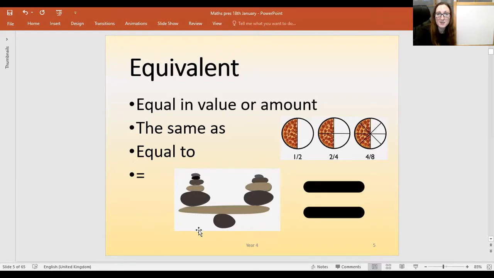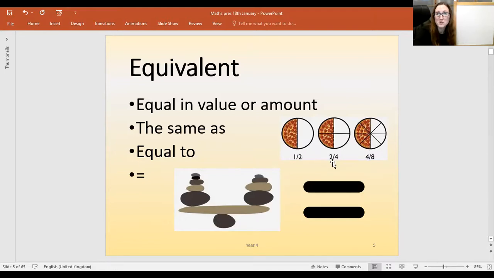Okay, so you can see in these pictures here, these 2 sides here of these rocks, they are equal to each other, they are balanced. We can see that this pizza, it's the same amount of pizza, it's equivalent, but there's a different way of writing out the fraction. So a half is the same as 2 quarters, is the same as 4/8.